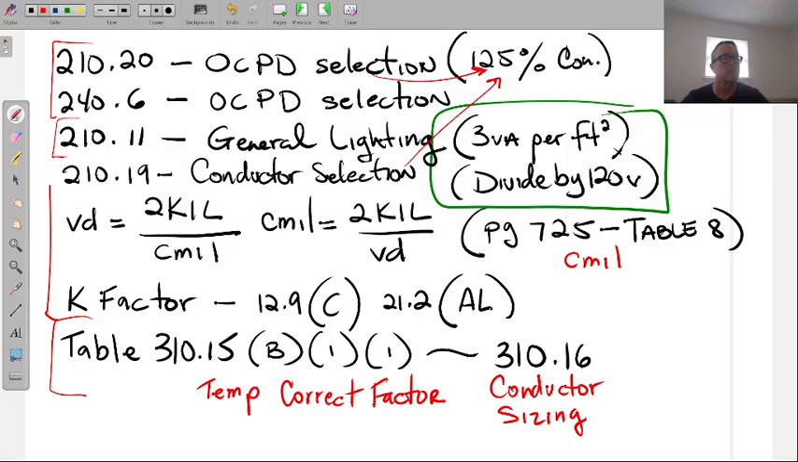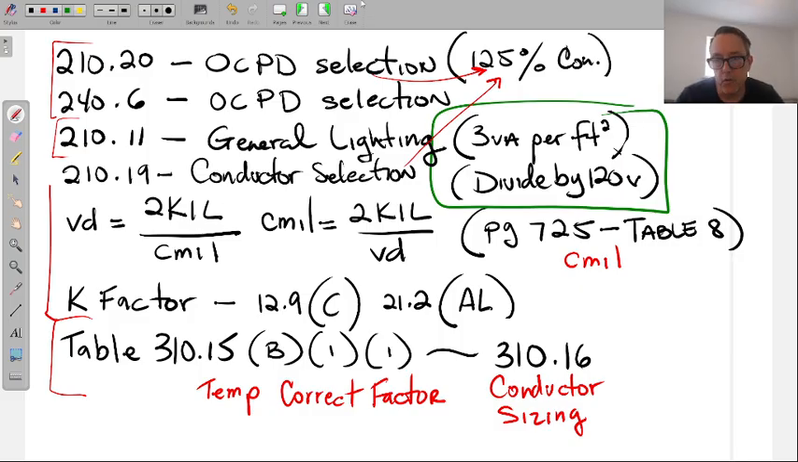The article. So let's do a couple of examples. We'll do them both at the same time. All right, we'll knock out 210.20 using 240.6 over current protection selection.